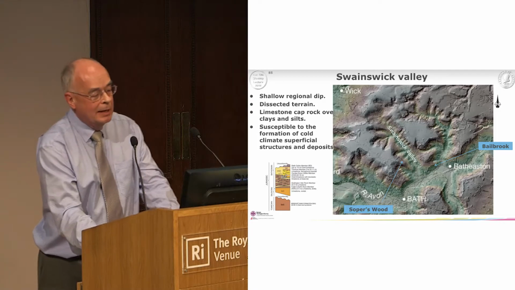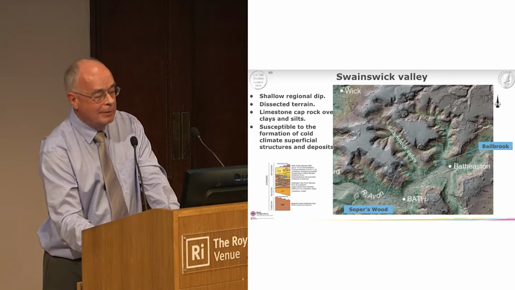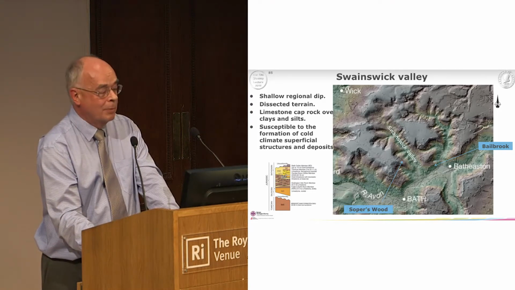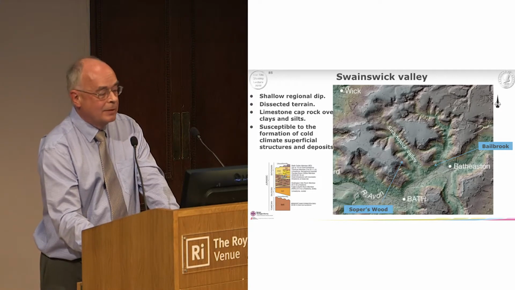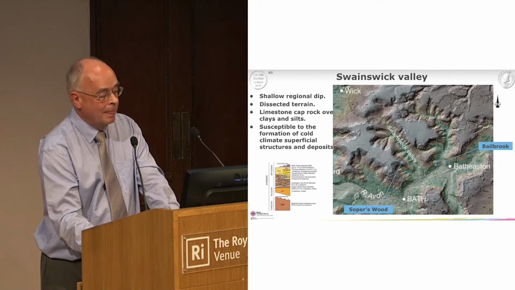Now this area has a shallow regional dip. It's a dissected terrain with a limestone cap rock and silty, sandy material and clays in the valley sides, which are all prone to frost susceptibility, and therefore cold climate superficial deposits.